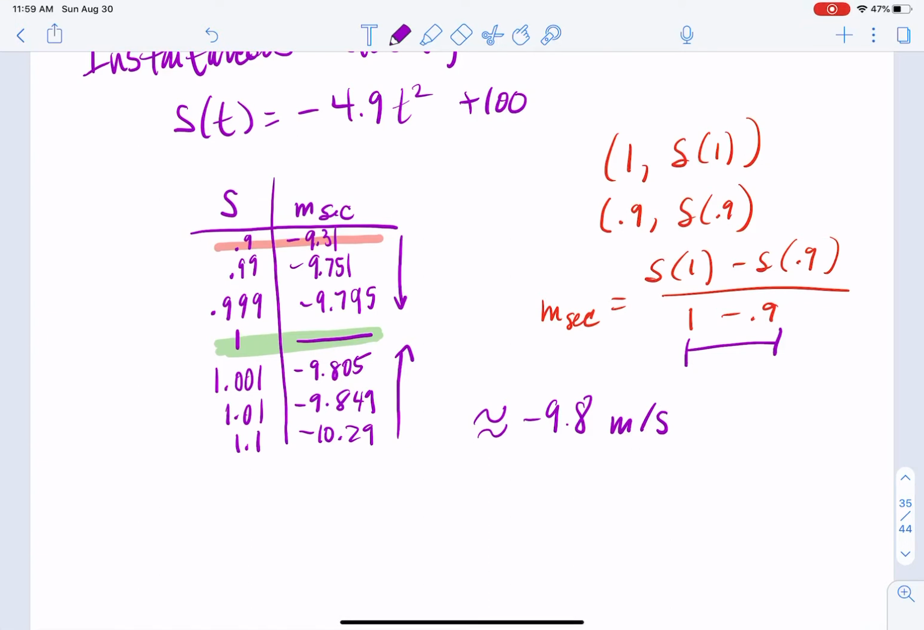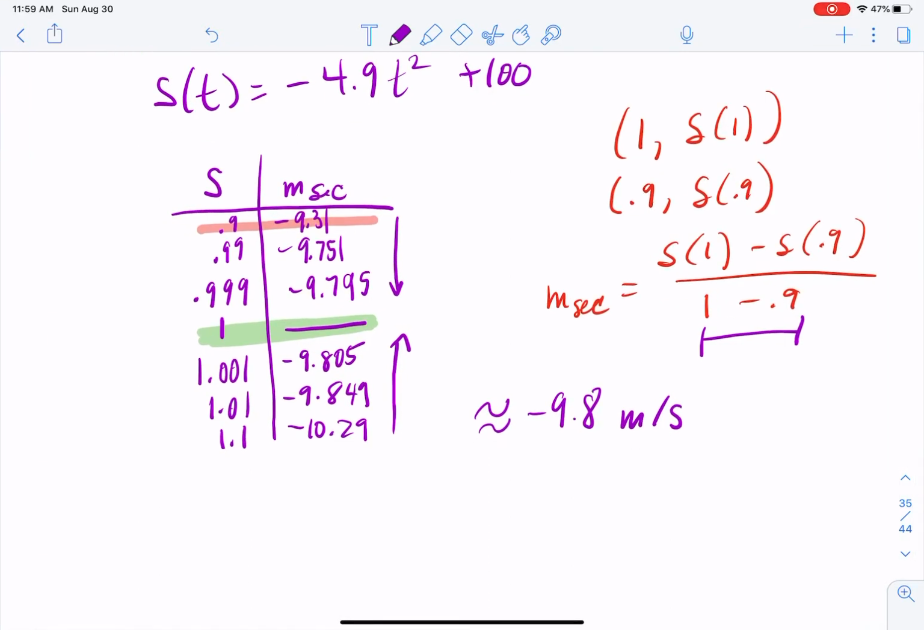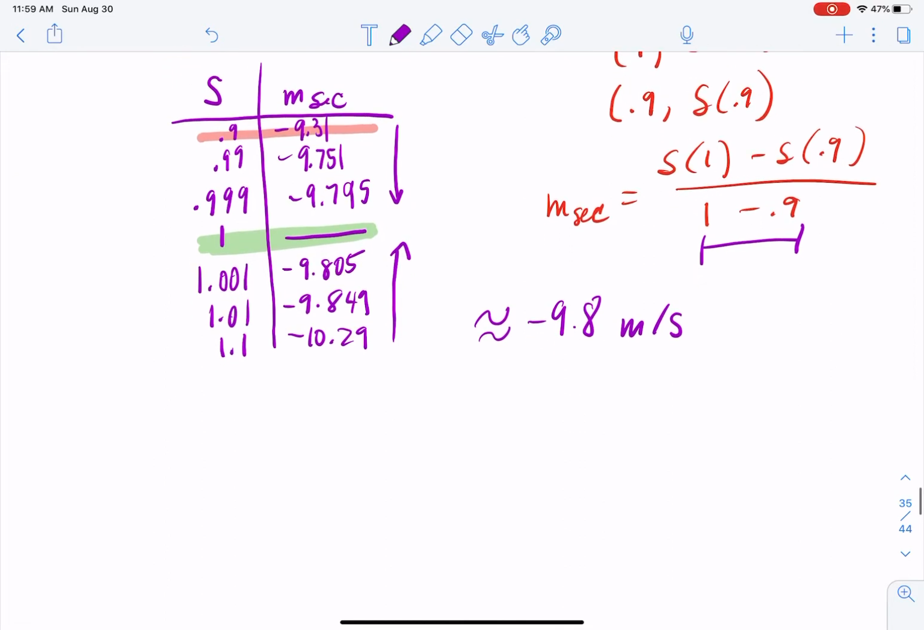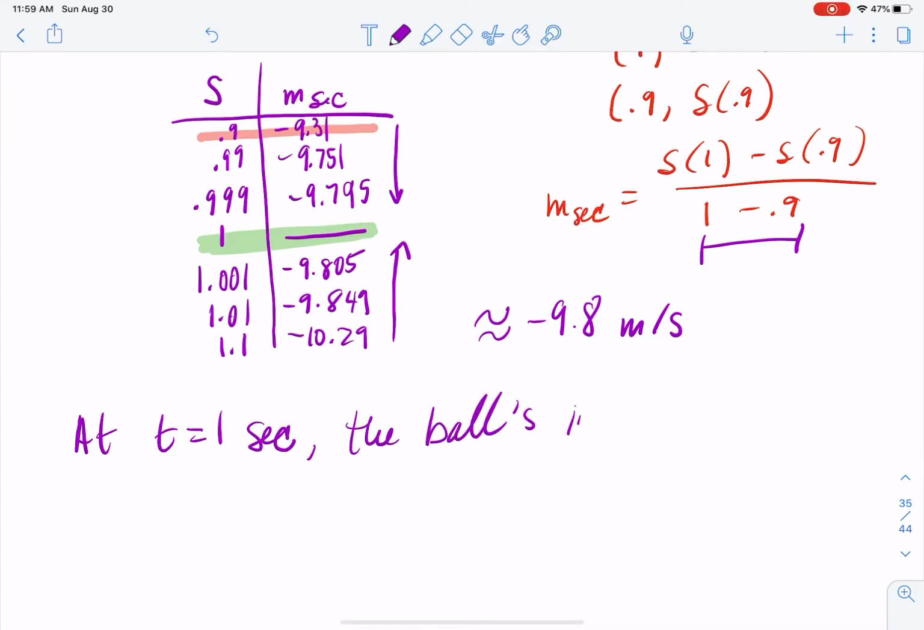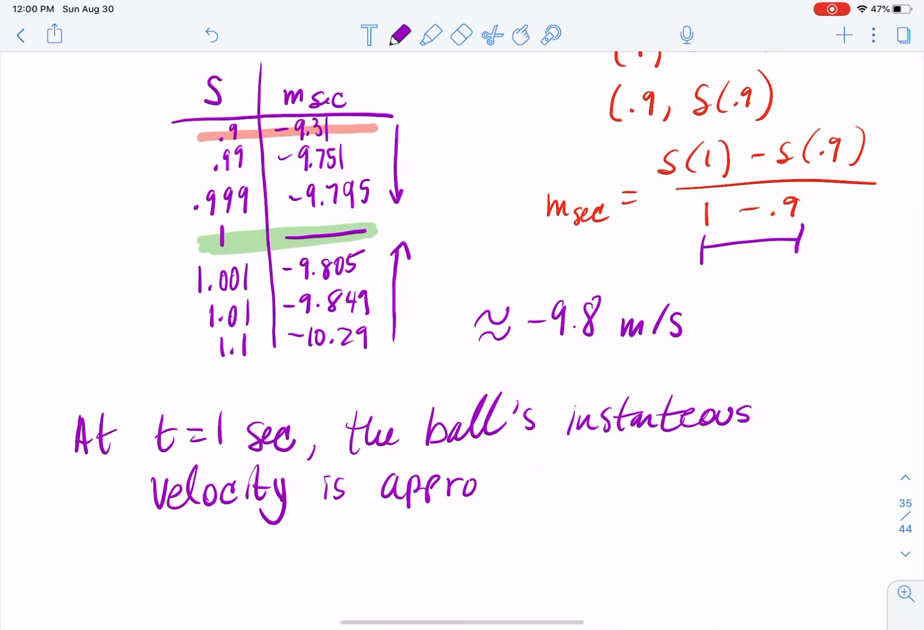And one last time, let's model that process of actually interpreting our answer in the context of this problem. So this is an instantaneous rate of change. We want to say the instant at which this is happening. So we're going to say at t equals 1 second, the ball's instantaneous velocity is approximately, because we approximated it with an average, negative 9.8 meters per second.